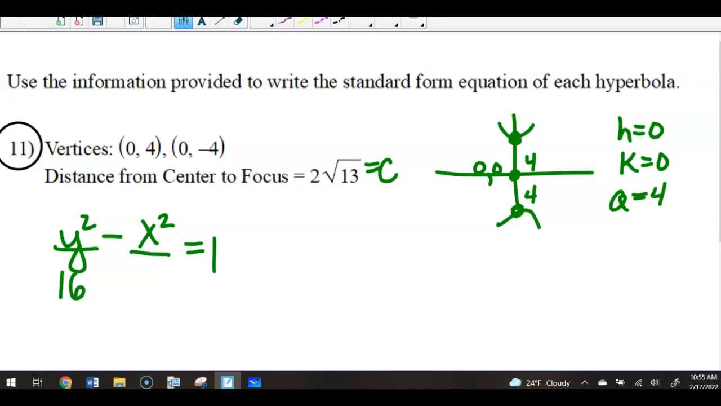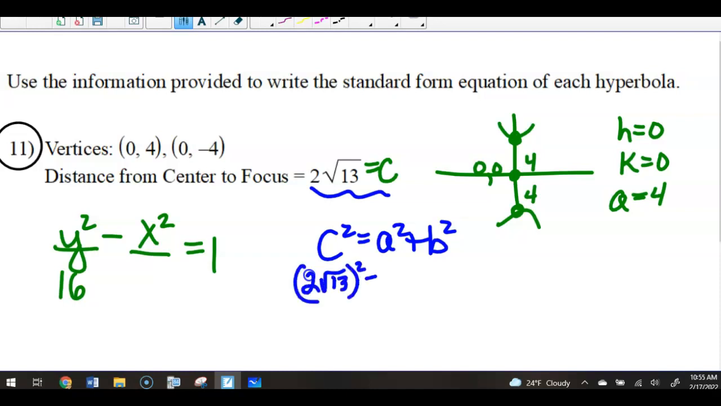But we have to fill in and figure out B based on this. So C squared equals A squared plus B squared. So I have to figure out what 2 square roots of 13 squared is. And A squared is 4 squared. All right. So 2 squared is 4. The square root of 13 squared is 13. So this becomes 52, I think, equals 16 plus B squared.